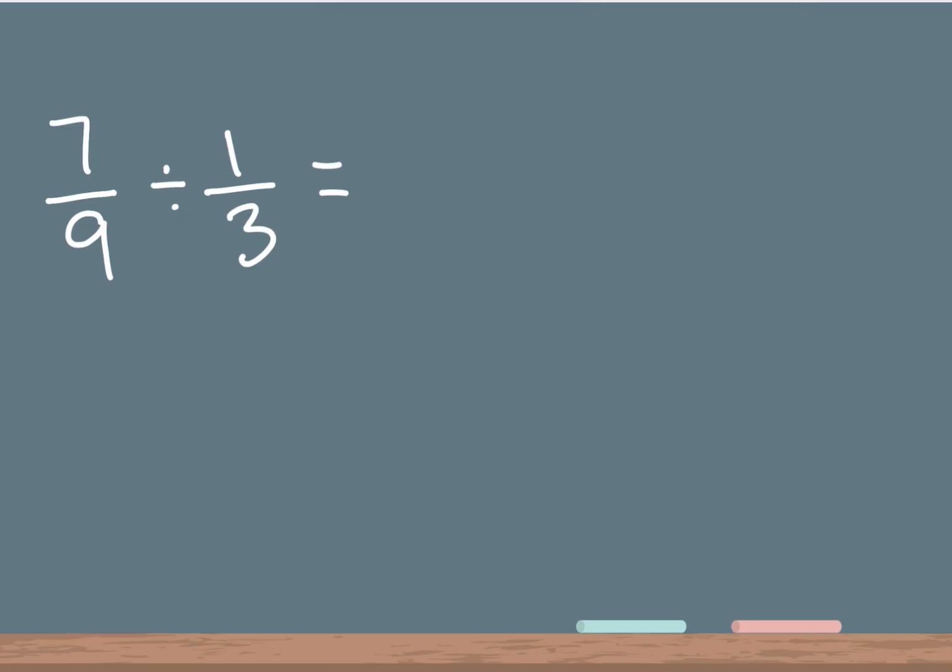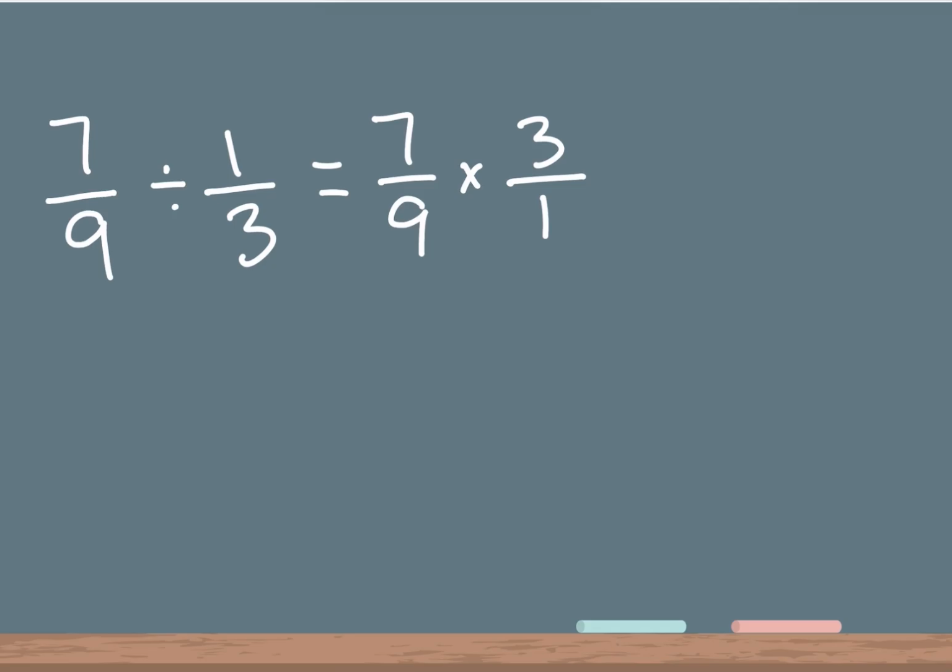Again, our first step is to rewrite our problem. So we're going to have 7 over 9. We're going to change the sign from division to multiplication. And we're going to switch the second number. So the 3 goes on the top and 1 goes on the bottom.